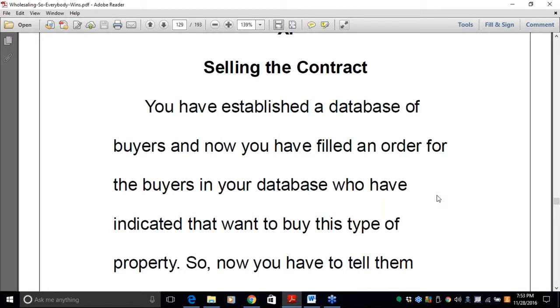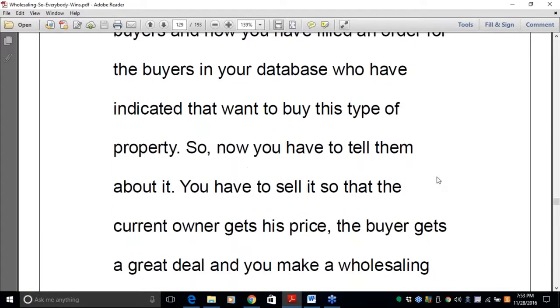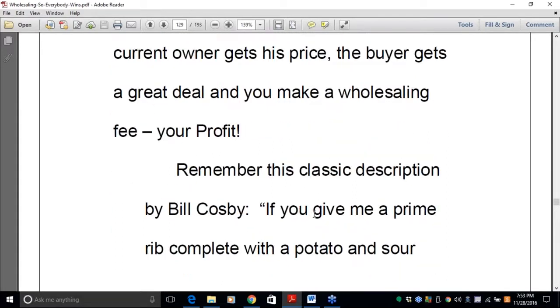not the steak. Okay, so assuming at this point you've got your database of buyers, you've filled the order, so you've got at least one person who wants to buy the same kind of property that you have under contract, all right? In order for you to profit, you've got to sell the contract, so if the buyer feels like he's going to do a good deal, the seller feels like he's going to do a deal, and you're able to make a tidy profit in the form of a wholesale deal, all right?